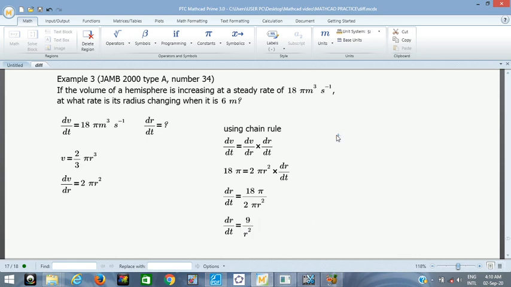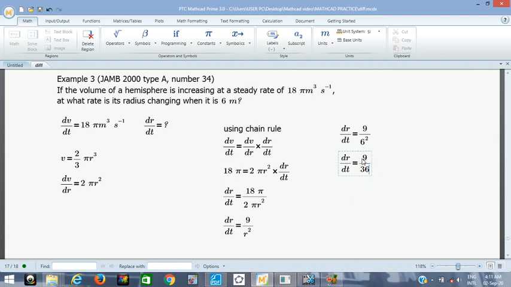Let me put our final answer here. So we have dr/dt. The dr/dt will now be equal to what? 9 divided by, the radius is given as 6. You can see it's when it is 6. At what rate is its radius changing when it is 6? So when radius is 6 and 6 raised to power 2, you know what that is? That is 36. So final answer, dr/dt will now be equal to 9 over 36.